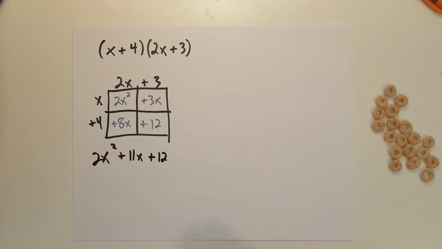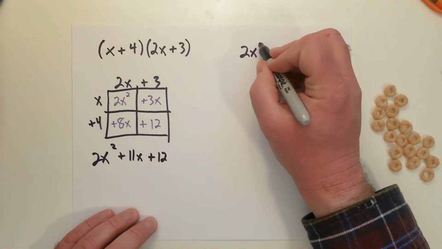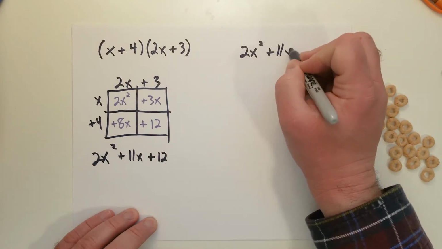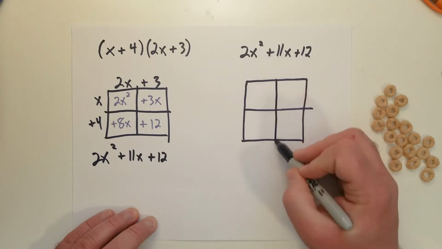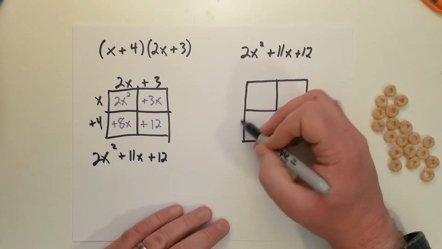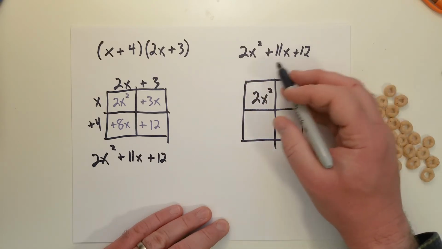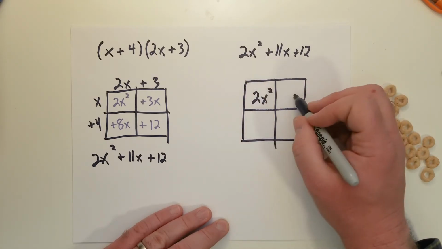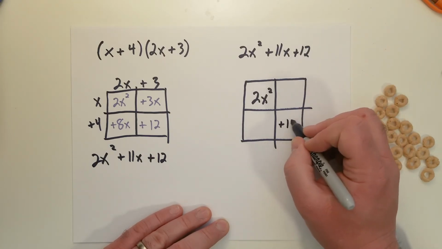But what if we wanted to reverse engineer? What if we wanted to know how 2x squared plus 11x plus 12 breaks down? Well, we know in this first diagonal is all of the x squareds, so that's 2x squared, and then somehow these two add up to be 11x. And this one is all of our no x's, x to the first, or 0, so that's just plus 12.